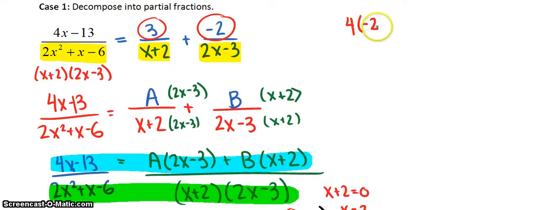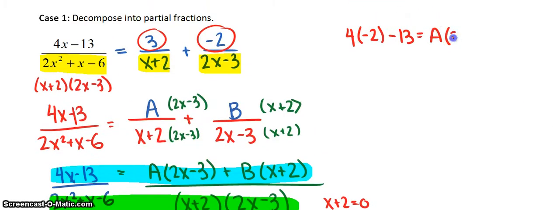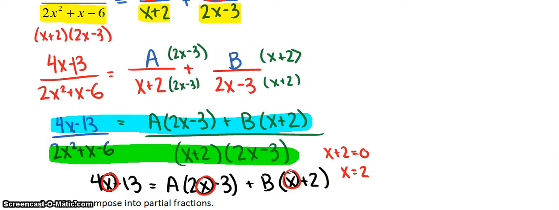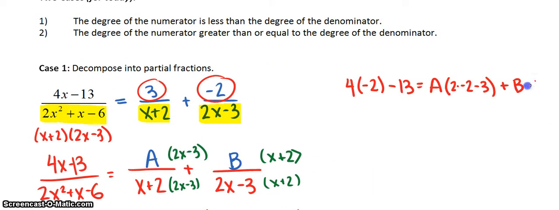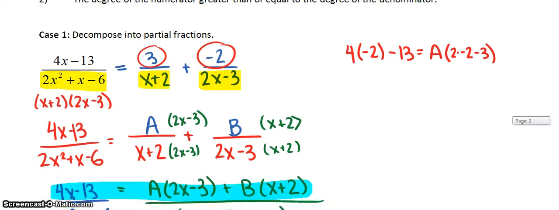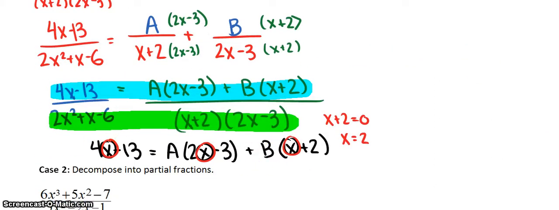I'd have 4 times negative 2 minus 13 equals A, and I'm going to plug in negative 2 for x, so it'd be 2 times negative 2 minus 3, plus B times (negative 2 + 2). But that would just be B times 0, which would cancel out my B. So now I have only one variable and I can solve for A. The reason I can just pick something to plug in for x is because this equation is true for any x value I plug in. As long as you plug in the same x value, you can plug in whatever you want.